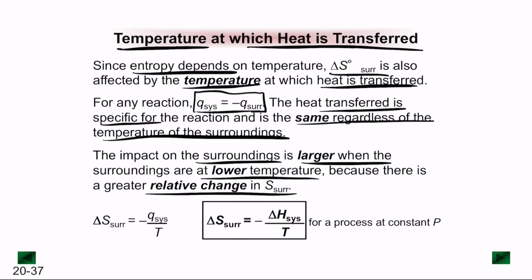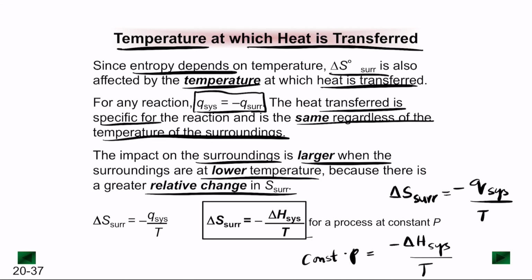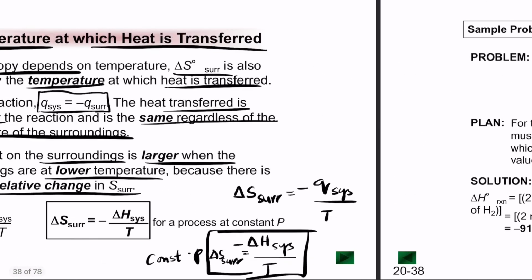So the entropy of the surroundings can be written as minus Q of the system over T. When you have a process at constant pressure, Q equals delta H, which becomes minus delta H of the system over temperature. So this is the formula for delta S of the surroundings.